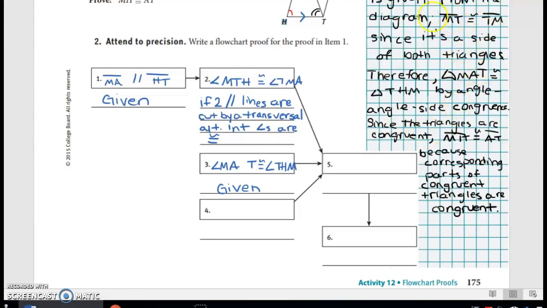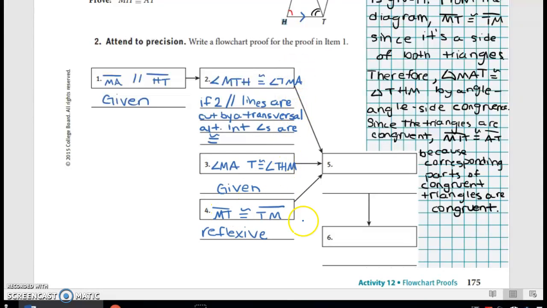So then we move on to our next piece of information that was in our paragraph proof, which is segment MT is congruent to segment TM. And unlike in our paragraph proof, since the side is shared by both triangles, on here we're going to give the property, which is the reflexive property. So we're using this information that we determined through the paragraph proof to put it into our flowchart.